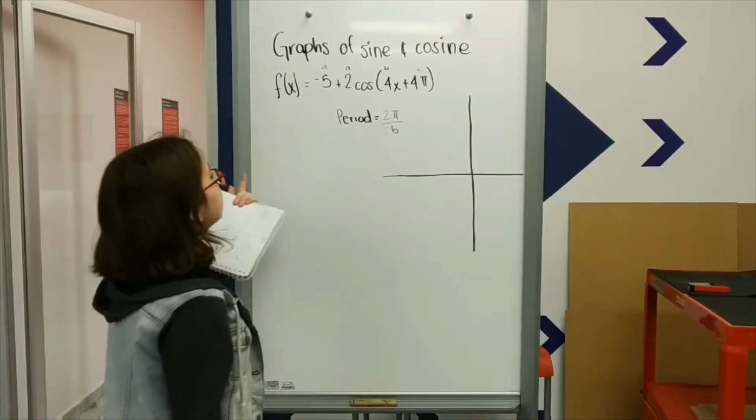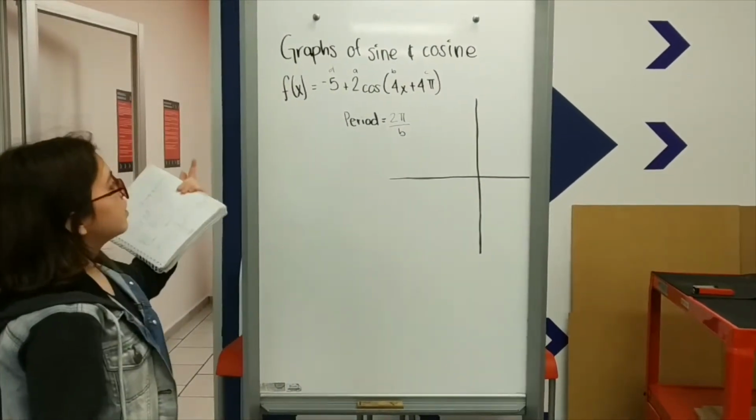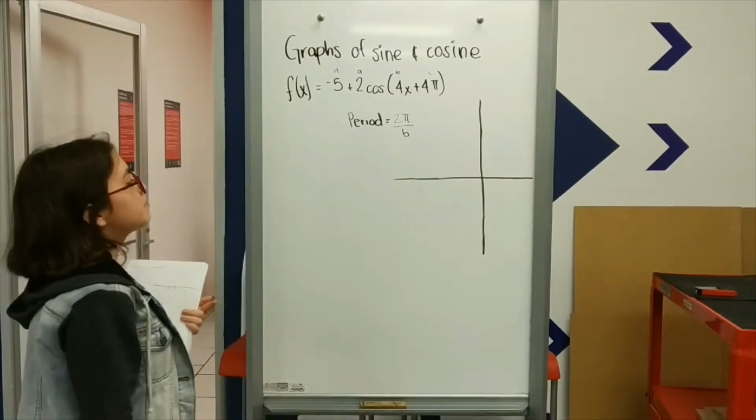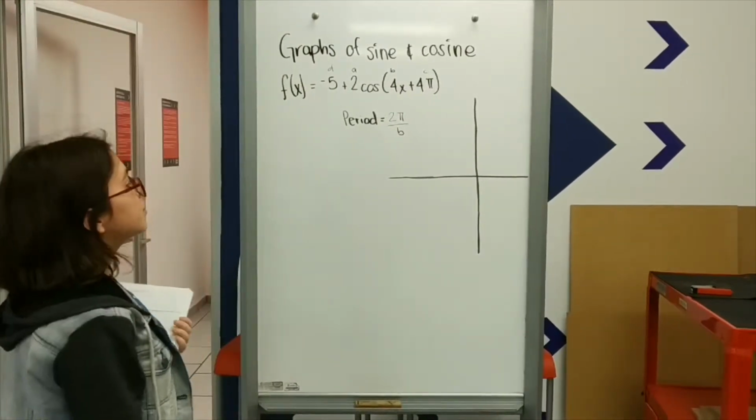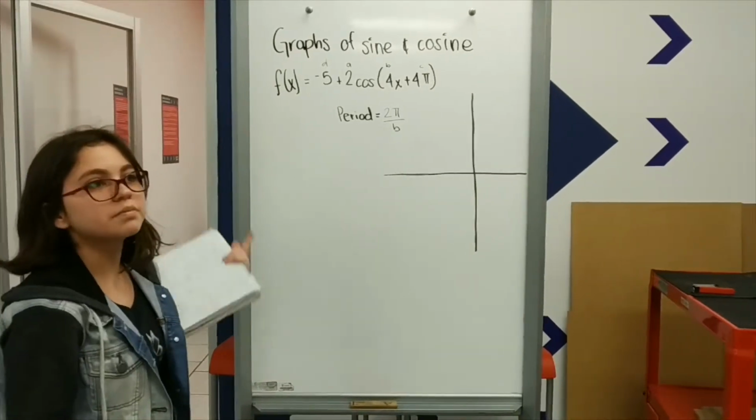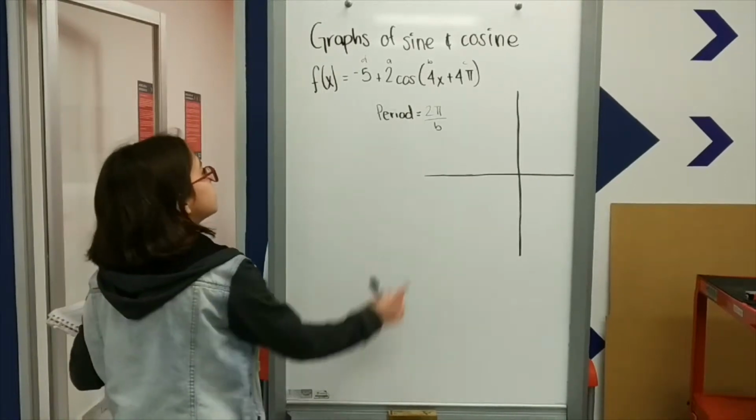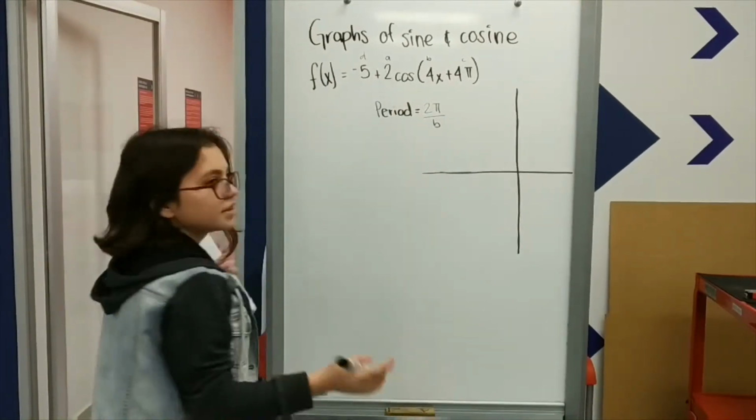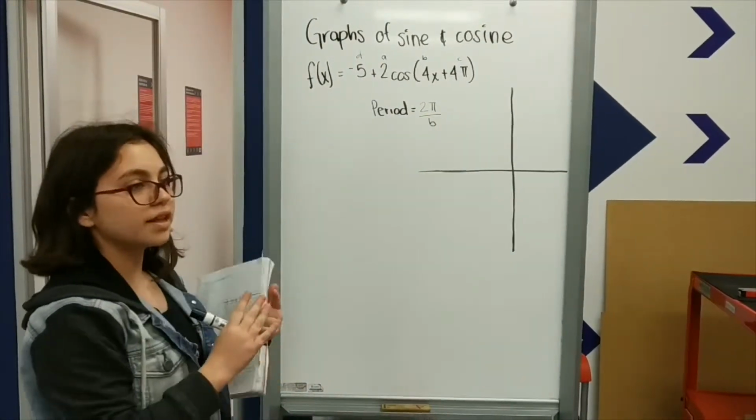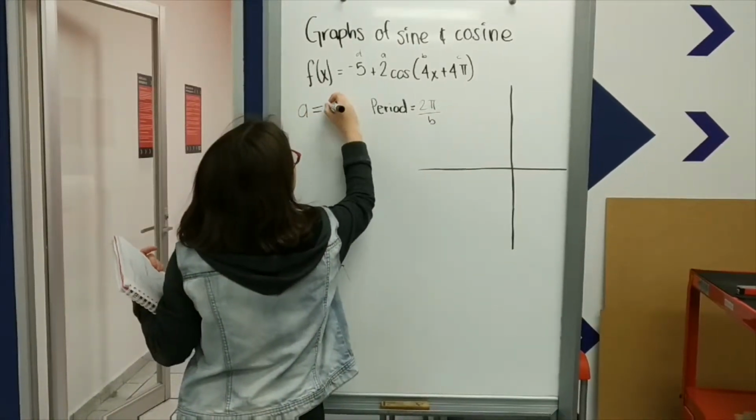First, we have -5 plus 2 cos of 4x plus 4π. Well, to get this, we're gonna start with the simple basis. First of all, we need to find the amplitude. The amplitude is 2, because it's next to cos. So we're gonna put a equals 2.